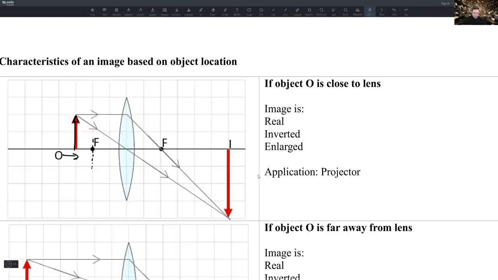If you draw your light rays as we drew here, these light rays will intersect very far away, and the image is going to be real, meaning it can be seen on a screen, inverted because it's upside down, it's pointing down, and enlarged, meaning big. That's how a projector works. The light bulb or screen of the projector is very close to the lens. So it creates an image that's very large, like when you watch a movie in the cinema. It's very large on a screen that's very far away.